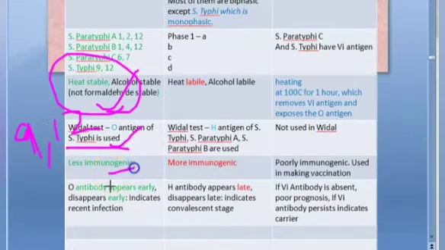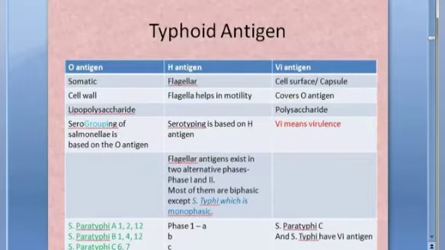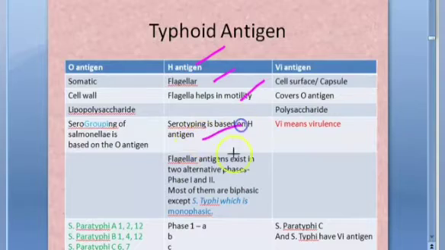Then it is less immunogenic. It appears early. The antibody appears early, okay? And it disappears also early. So, it indicates recent infection. Let us look at the H antigen now. H antigen is flagellar antigen. It helps in motility. The serotyping is based on H antigen.